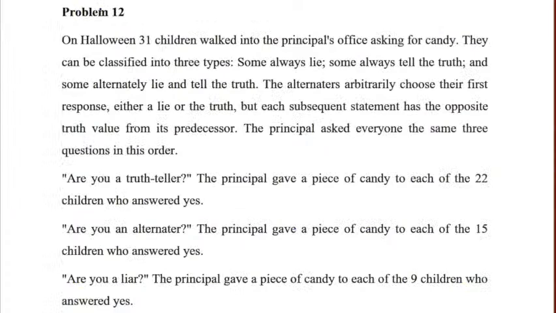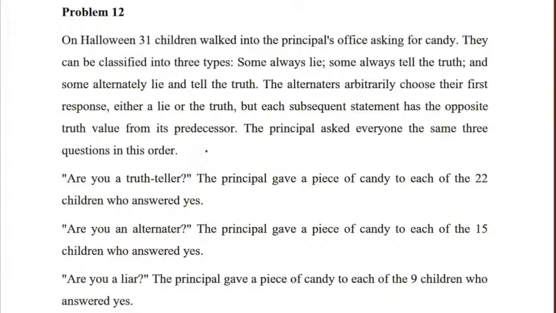Problem number 12, AMC 10A, 2022. On Halloween, 31 children walked into the principal's office asking for candy. They can be classified into three types. Some always lie, some always tell the truth, and some alternately lie and tell the truth. The alternators arbitrarily choose the first response, either a lie or the truth, but each subsequent statement has the opposite truth value from its predecessor.